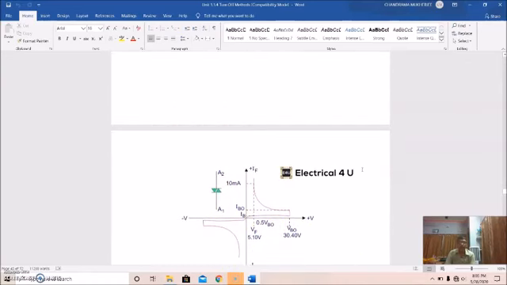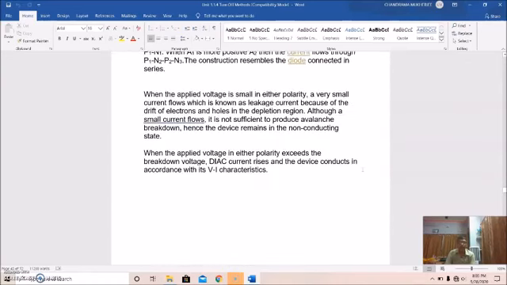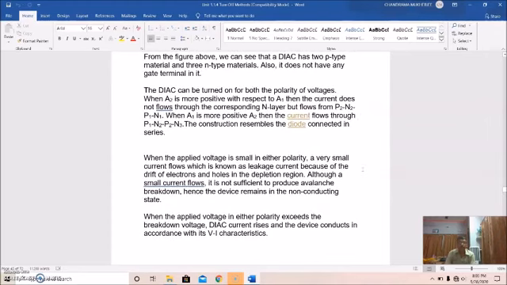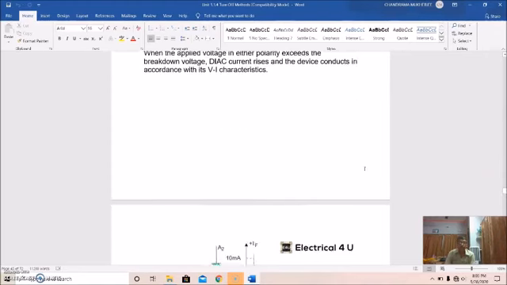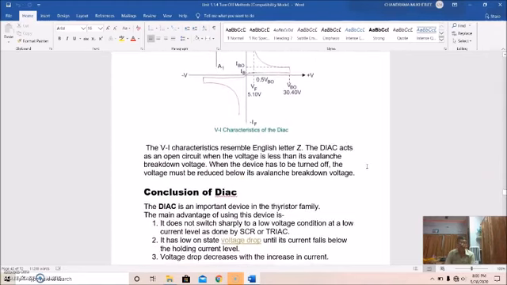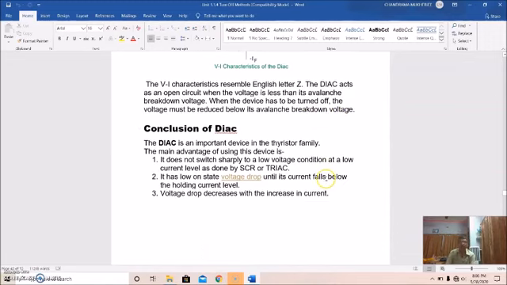The V-I characteristic looks like the English letter Z. The DIAC acts as an open circuit when the voltage is less than its avalanche breakdown voltage. When the device has to be turned off, the voltage must be reduced below the avalanche breakdown voltage.